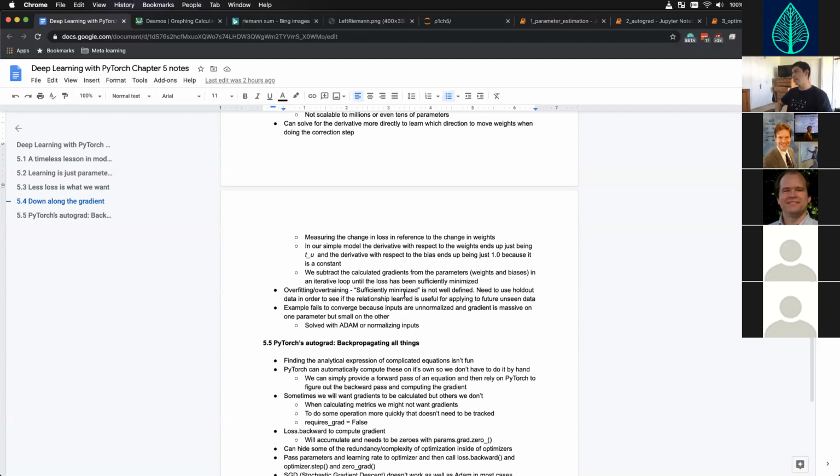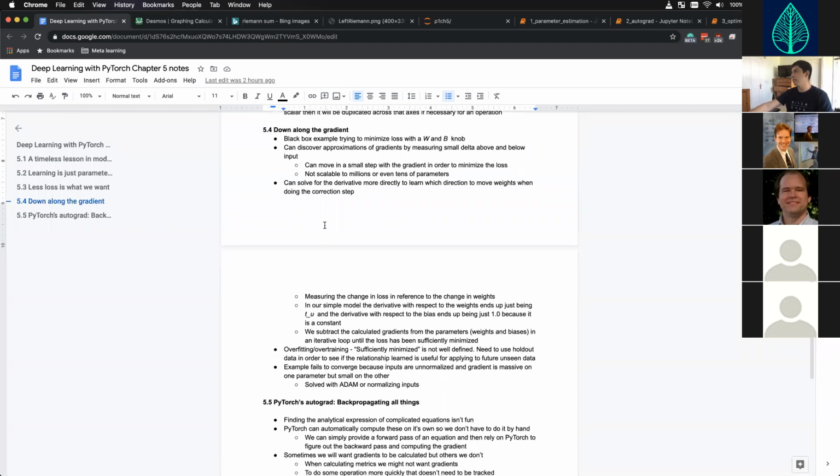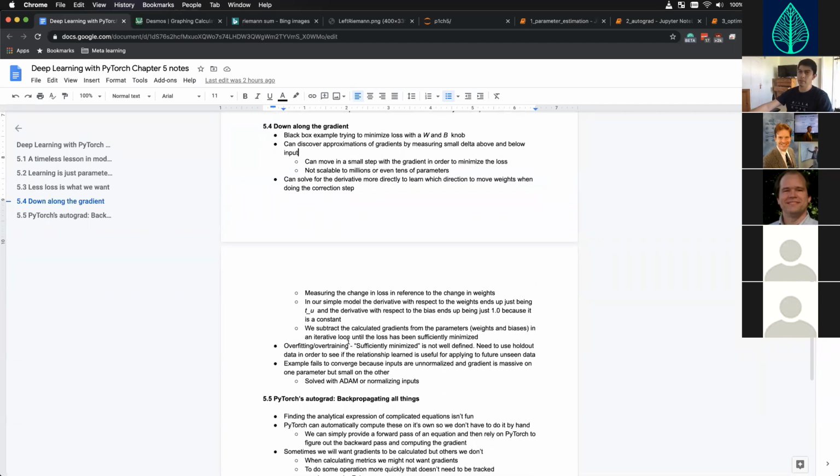And in that example, they also showed that when they didn't have their inputs normalized, they had issues with the gradients exploding and non-convergence. They show that you can solve that by normalizing your inputs, but you can also solve that with a different optimizer rather than stochastic gradient descent. You can plug in Adam or some other optimizer like that. So any questions on that before going into the code?